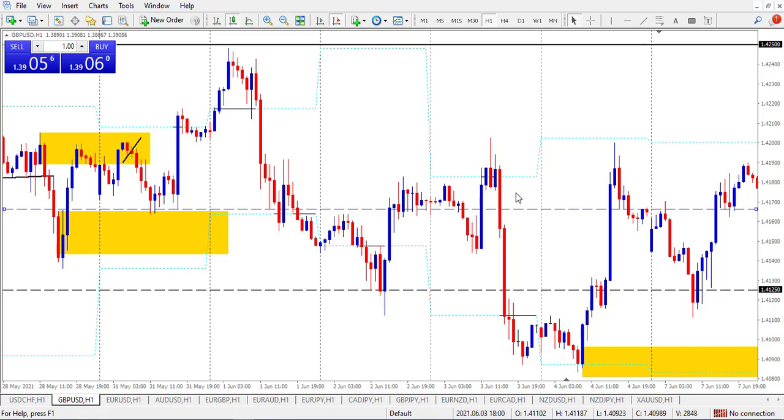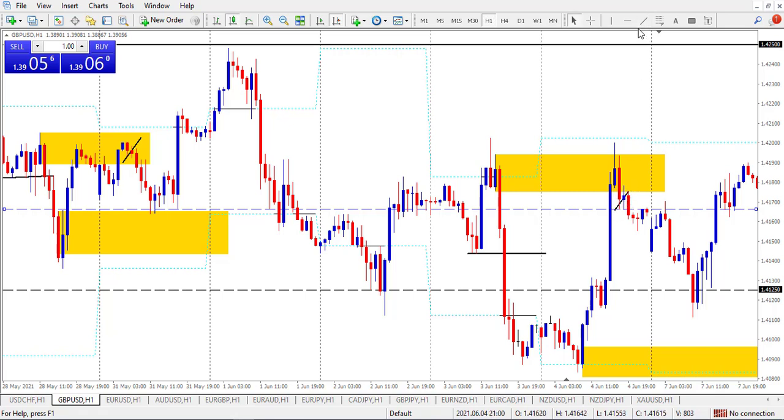So first of all, market structure. Second, you are going to use order blocks. And let's look at another example. Break of structure here. This is your order block. Price shoots and stops beyond the order block right here. And what are you waiting for? You are waiting for the confirmation candle.